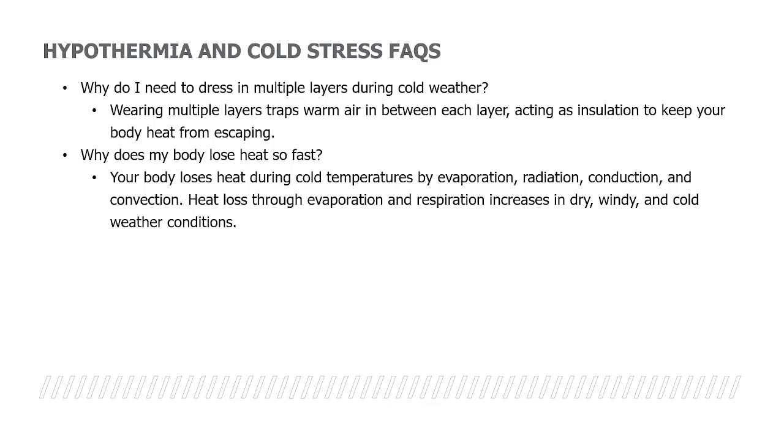Having those multiple layers traps that temperature inside and helps keep the wind off of you and keep your body warm. The next question is, why does my body lose heat so fast? Well, your body loses heat in different ways. During cold temperatures, this happens through evaporation, radiation, conduction, and convection. Heat loss through evaporation and respiration increases in dry, windy, and cold weather conditions. So if you're out there in really dry, windy, cold weather, that's the way your body loses heat the fastest. You're going to want to protect yourself, protect your workers, and stay out of the cold weather as much as you can.